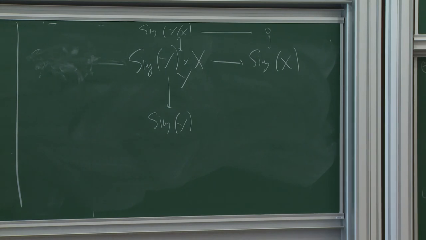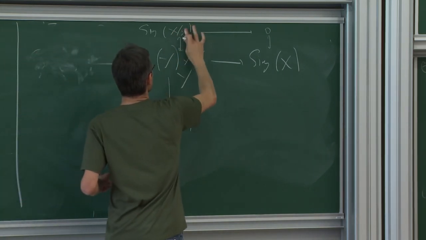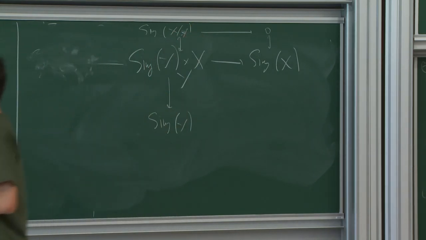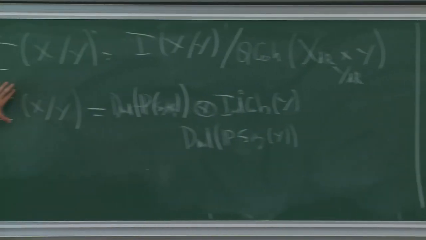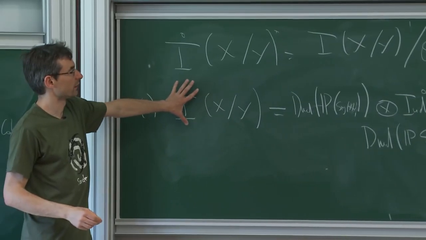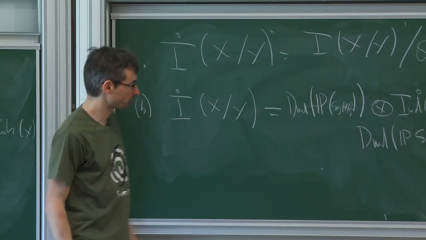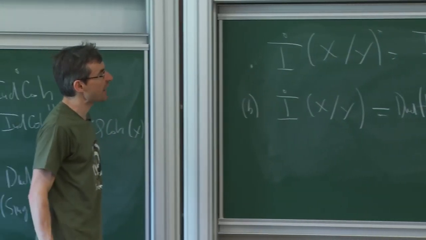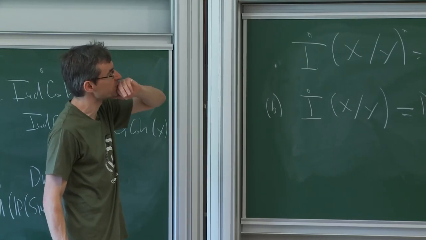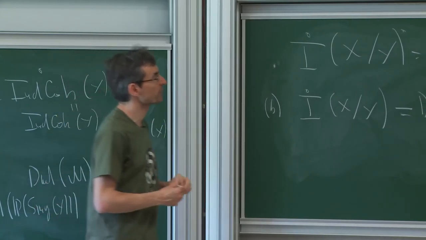Oh, sorry, it's x over y. So this is what this category looks like. So I want to say how this kind of thing helps to prove the theorem written on the blackboard.